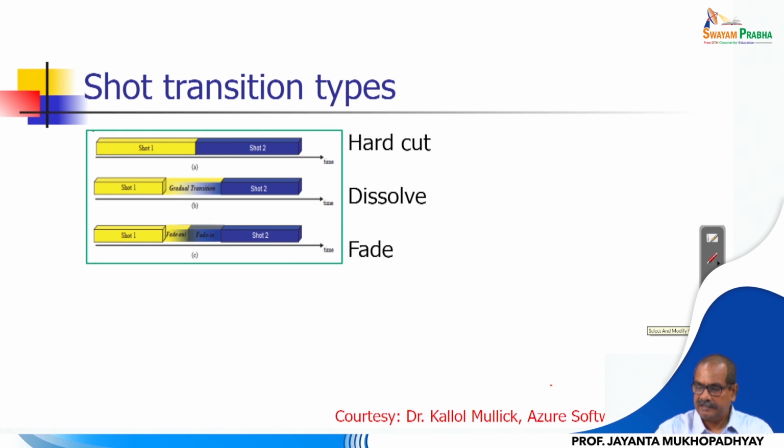These are certain examples of shot transitions. As you can see, this is the example of a hard cut, where you have the frames of one shot and the frames of the other shot, and by the color we are showing simply that one frame is followed by the frame of the other shot.